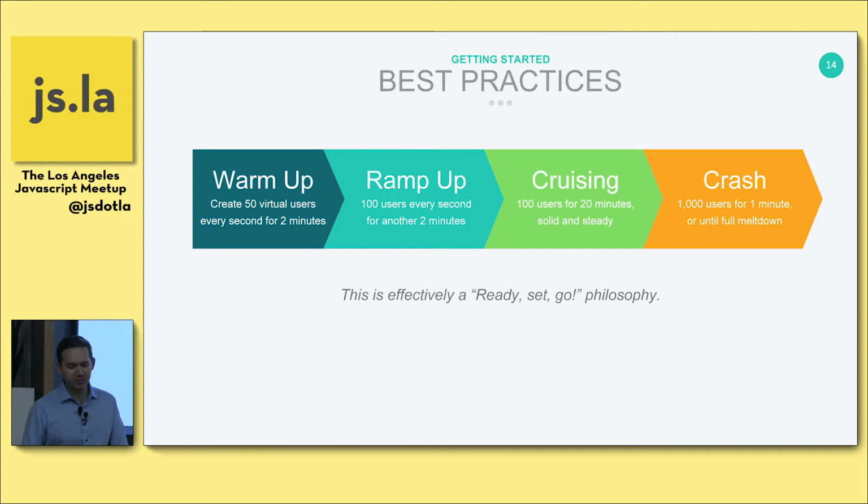So in this particular instance, a couple of the numbers: maybe the ramp up period is 100 users every second. Cruising is maybe 100 users for a good 20 minutes. And then crash is like 1,000 users for a minute straight, and that'll probably take it down.